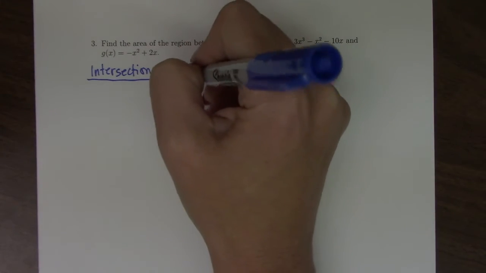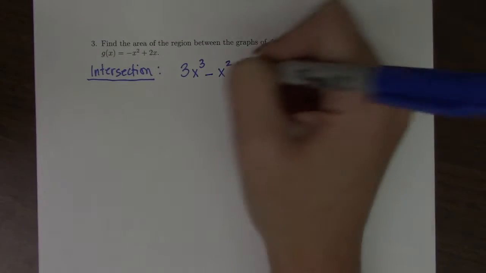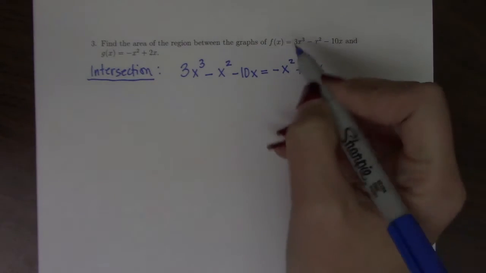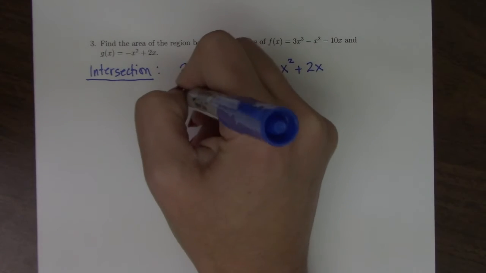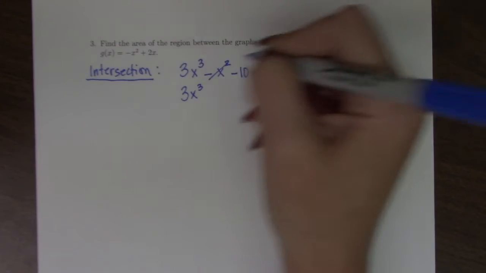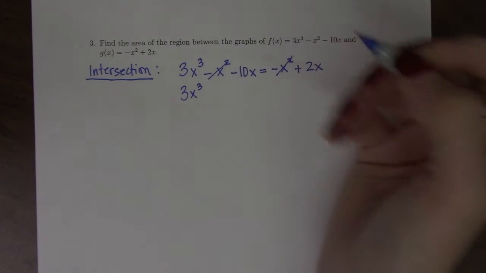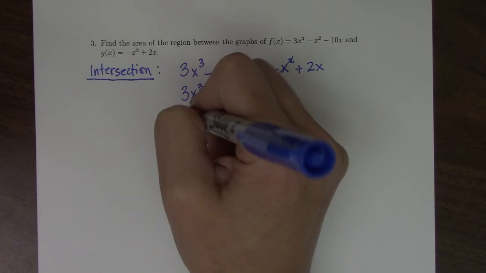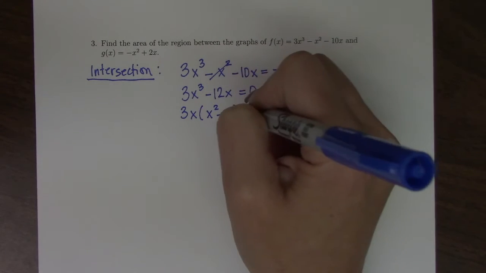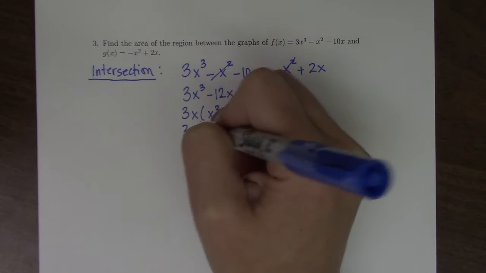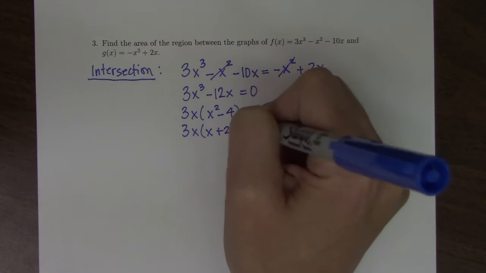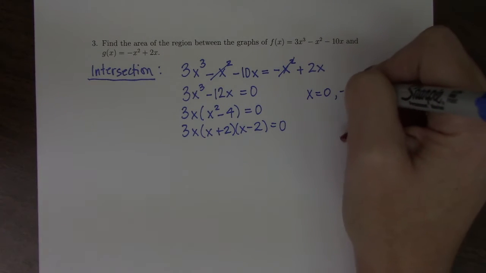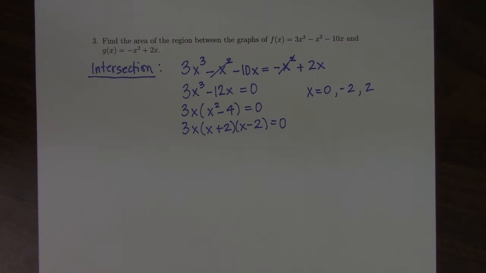And I do that by setting my two functions equal to each other. So I'm going to bring my x squared over. Negative x squared plus x squared gives me 0, so these cancel. Then I'm going to subtract 2x from both sides, and I get 3x cubed minus 12x equals 0. I can factor a 3x out of this, and then I have a difference of squares, so I can factor it one more time. So this says that x equals 0, negative 2, and 2 are my points of intersection.